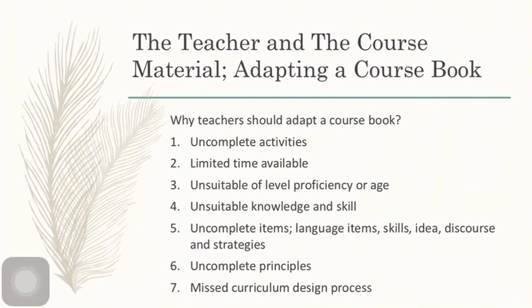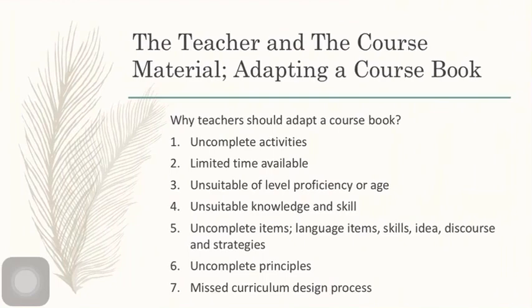And then the teacher and the course material. Adapting a course book. Why should teachers adapt a course book? First, incomplete activities. It happens generally because the book is not complete. The books do not include complete activities. Then the second, limited time available. It is because the course book uses many activities or many tasks, so the time is not too long. 3, unsuitable level of proficiency or age.